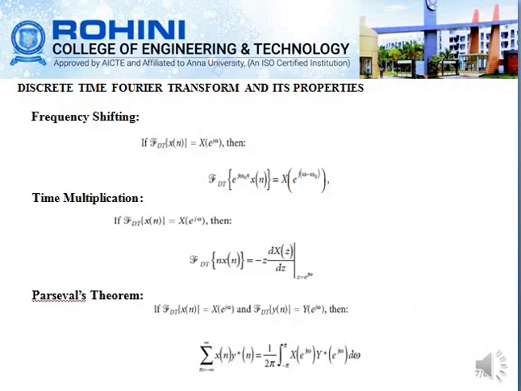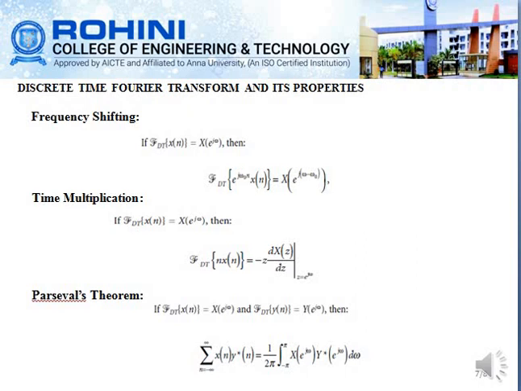Frequency shifting. The Fourier transformation of e power j omega naught n into x of n is X of e power j (omega minus omega naught). Time multiplication. The Fourier transformation of n into x of n is minus z dX of z by dz. Here z is equal to e power j omega.